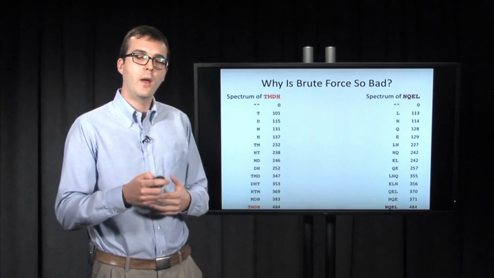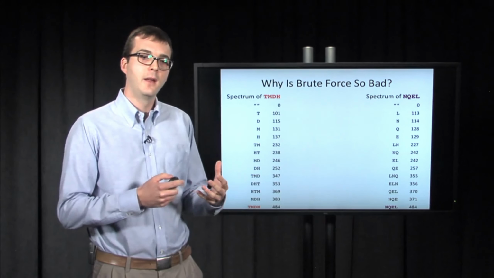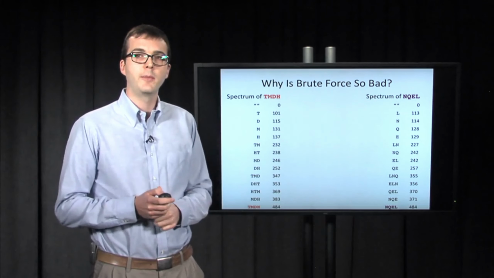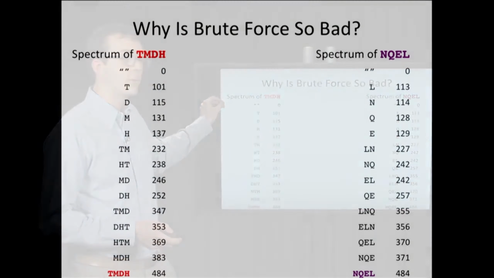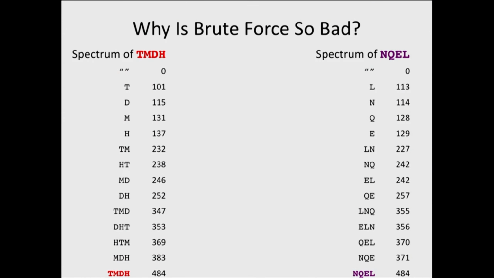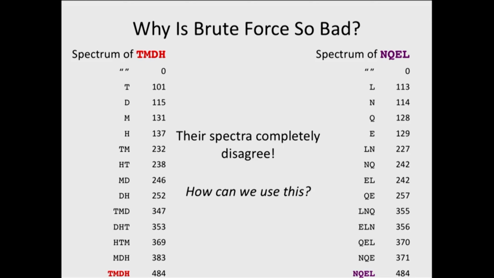And the way that we're going to get at that is to look at the spectra of these two peptides. On the left here, I've shown the spectrum of TMDH, and on the right, I've shown the spectrum of NQEL. They completely disagree. You may notice they agree at 0, and they agree at 484. And nowhere in between do they have any of the same masses. So we want to use this to our advantage. We want to use this to start designing an algorithm that's going to eliminate TMDH based off of its spectrum.